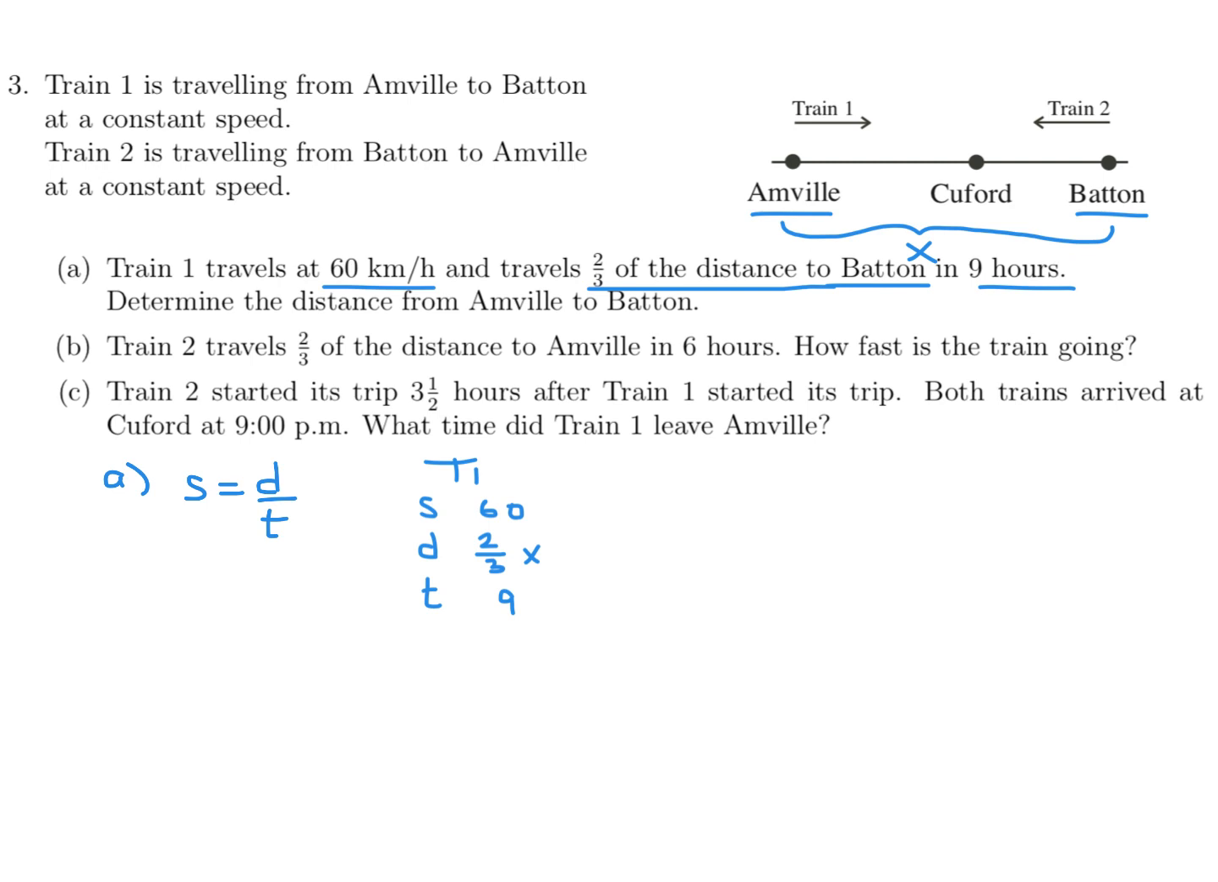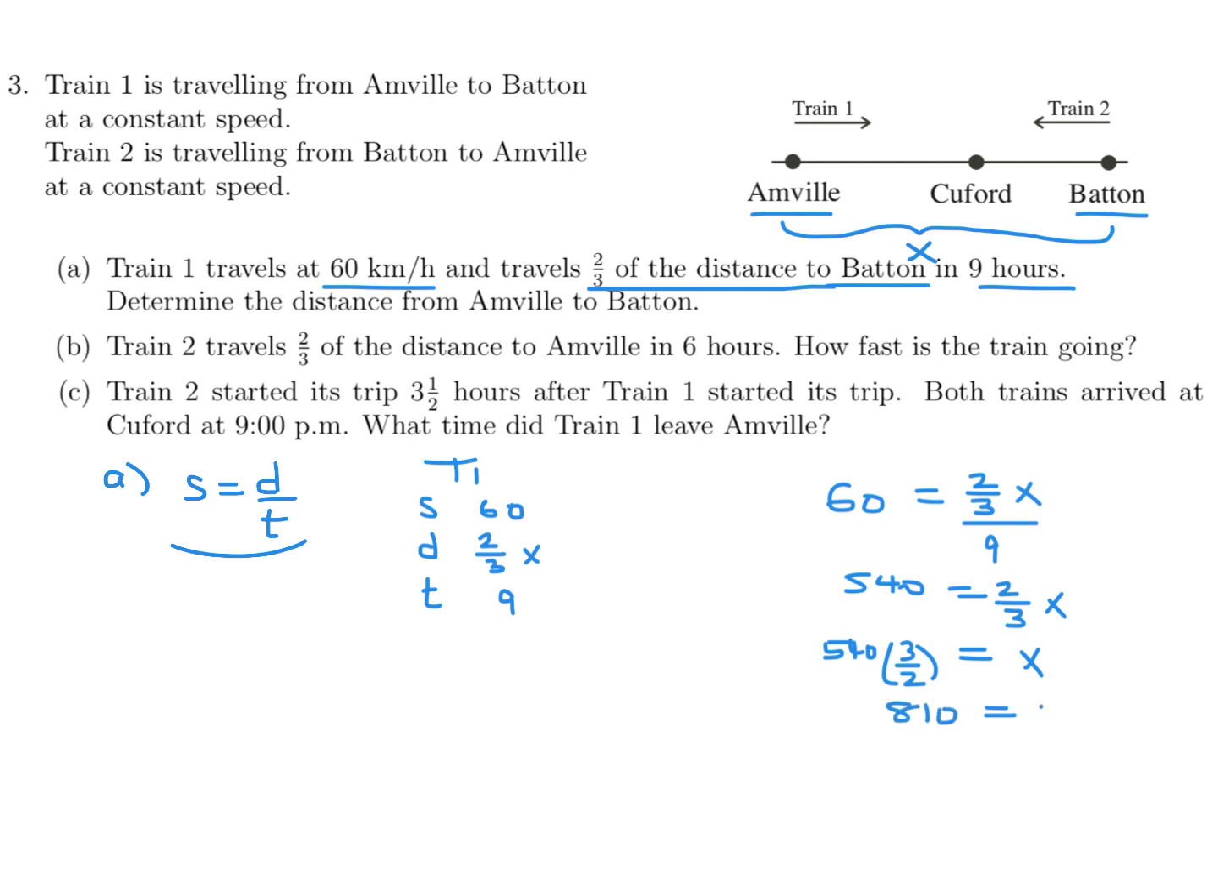And I think I can just use this formula. So speed is equal to distance over time. So that means 60 would be equal to 2/3 x over 9. So 9 times 60, if I cross multiply, is 540, is equal to 2 over 3x. And therefore, cross multiply again, 540 times 3 over 2 is x. And that's going to be 270 times 3, 810. So 810 kilometers is the distance from Amville to Batten.